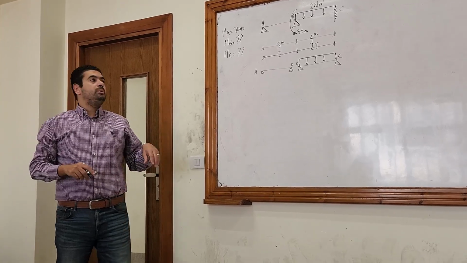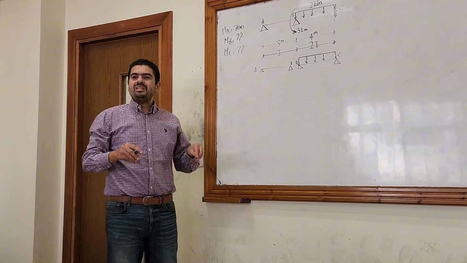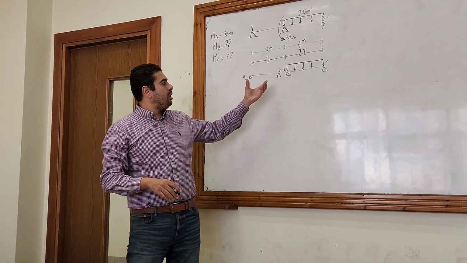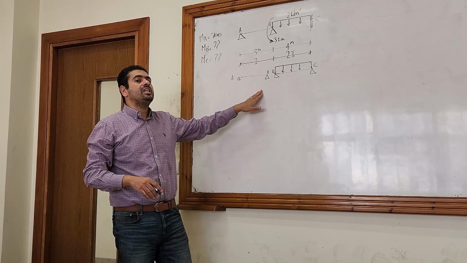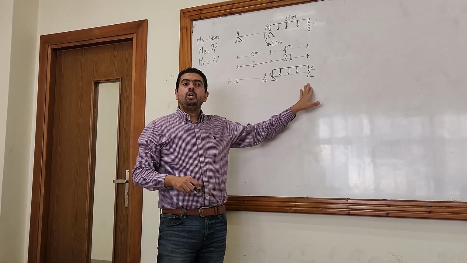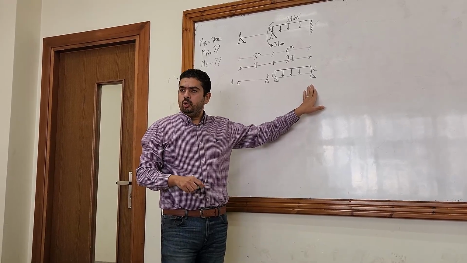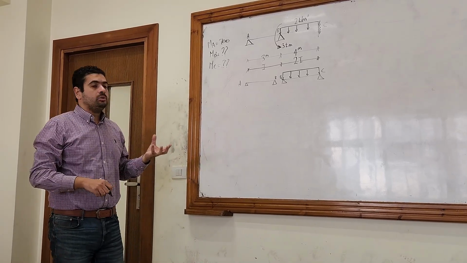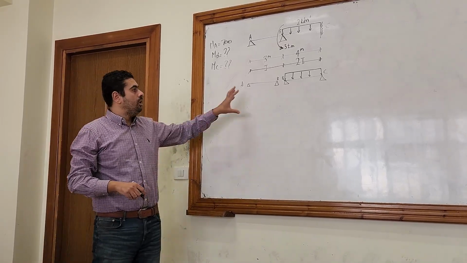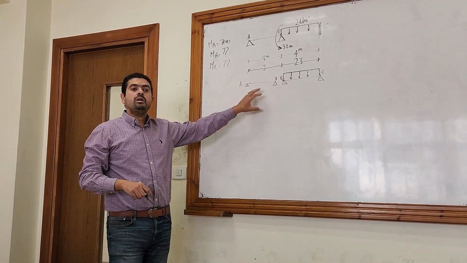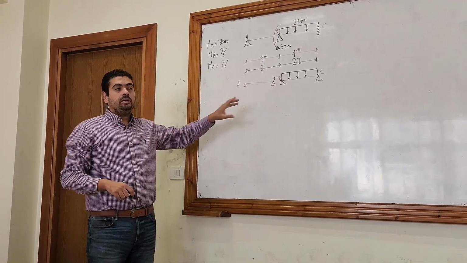Okay? But usually there is a better decision, a better solution. The better solution will be, please put it on the span that has the least loads. Here I have a span without any loads, an empty span, and here I have a span with a distributed load. So what will be the best decision now? Where to put the concentrated moment? On AB or on BC? So here we have to put it on AB. Take care.